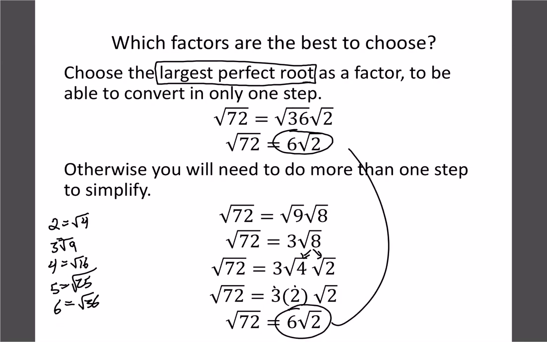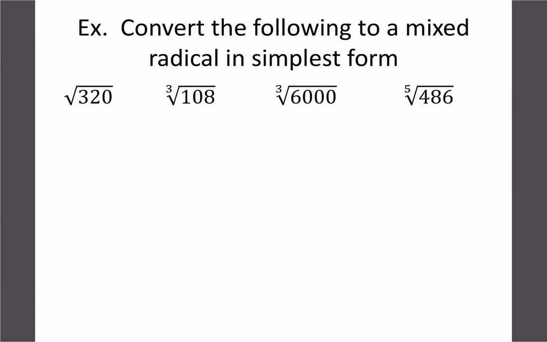So you do get the same answer, but quite a bit more steps and more things that could go wrong. So the best advice is always choose the largest of the perfect roots, and you should find your answer quite a bit easier. So let's do a few examples. So square root of 320.